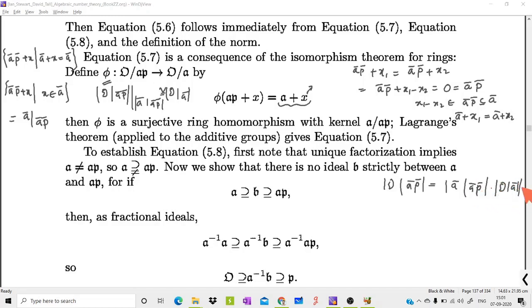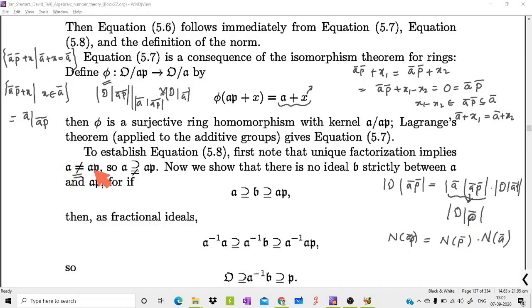Now we will prove that this is nothing but O by A. Now we have norm of AP is equal to norm of A into this, and we will prove that this is O by P. Then we can easily prove that this is norm of A and this is norm of P. Once you prove this, using the prime factorization, you can easily find the norm of AB is equal to norm of A into norm of B. So our next intention is to prove that the norm or cardinality of A by AP is the same as the cardinality of O by P. Now to establish that result, we start with this.